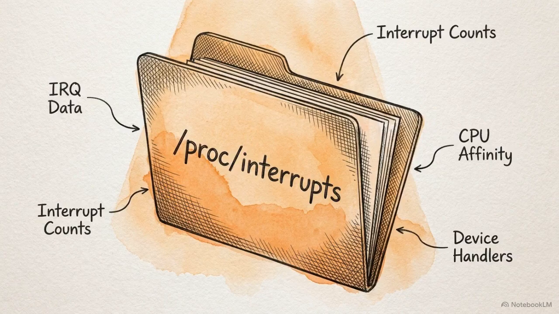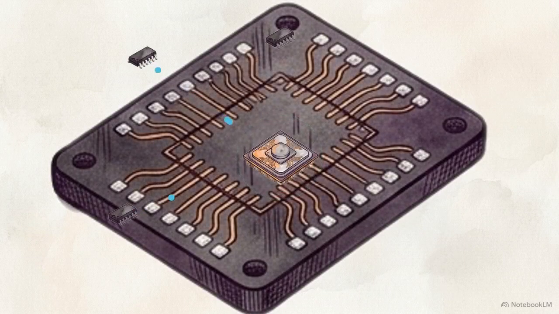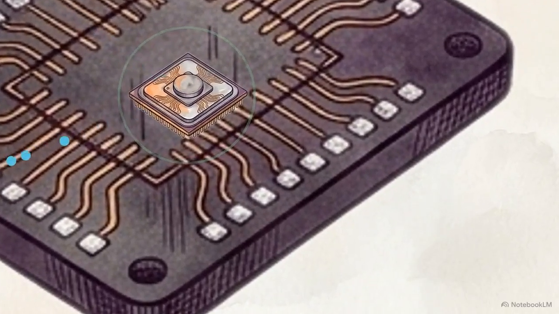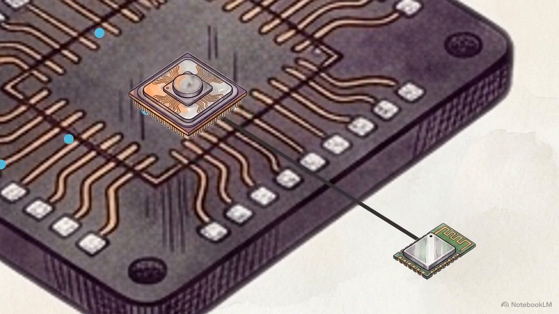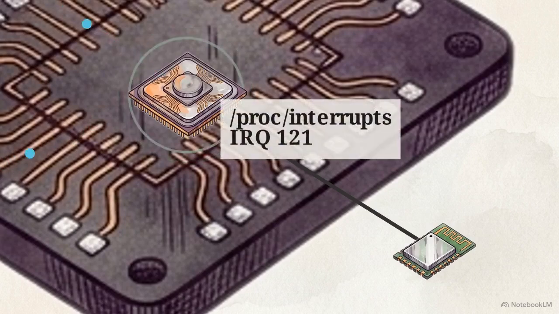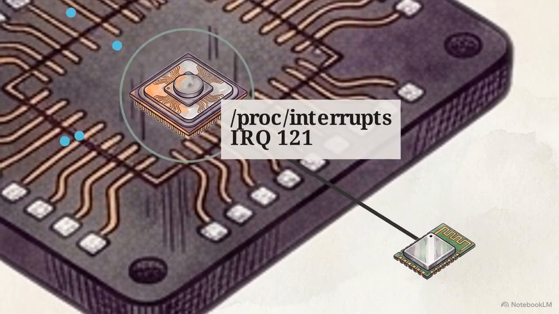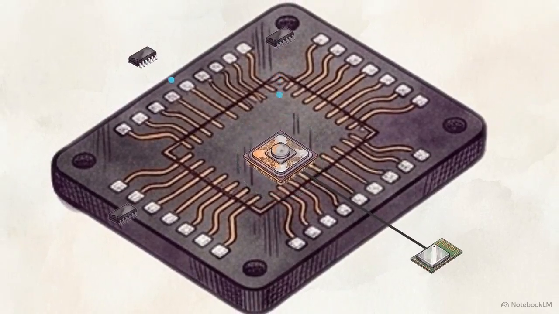We need to check the system's interrupt requests. This log tracks how frequently hardware components signal the CPU to pause its current task and handle a specific event. The /proc/interrupts file reveals massive activity on one specific line. One hardware address is sending thousands of requests to the CPU every second.